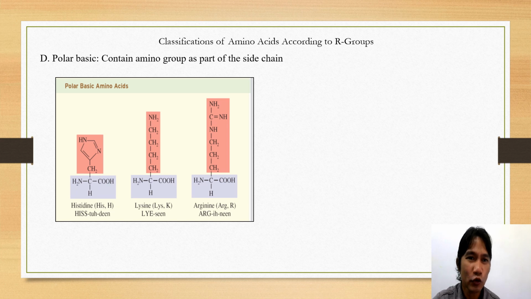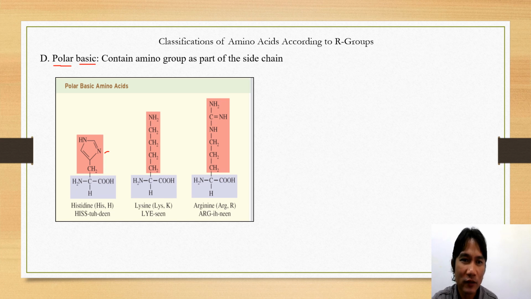The last group of amino acids is called polar basic. Again, they are hydrophilic. When we say hydrophilic, they could associate with water due to the presence of electronegative atoms such as nitrogen there. And at the same time they are basic. They could participate in the acid base reaction.